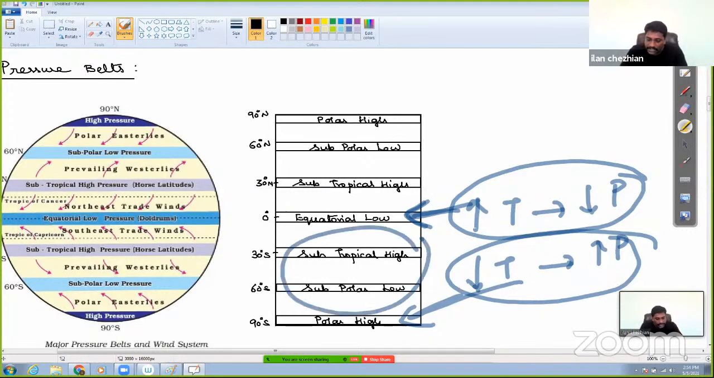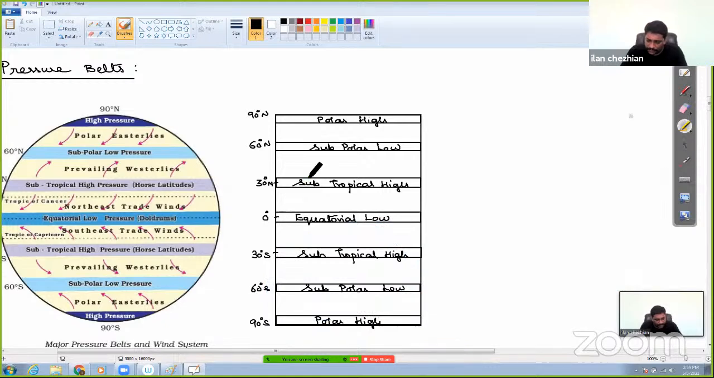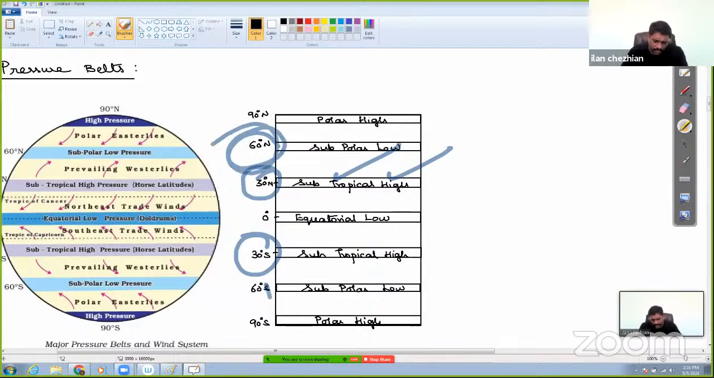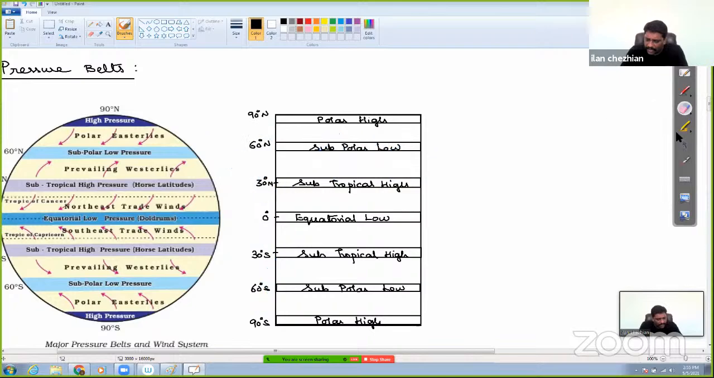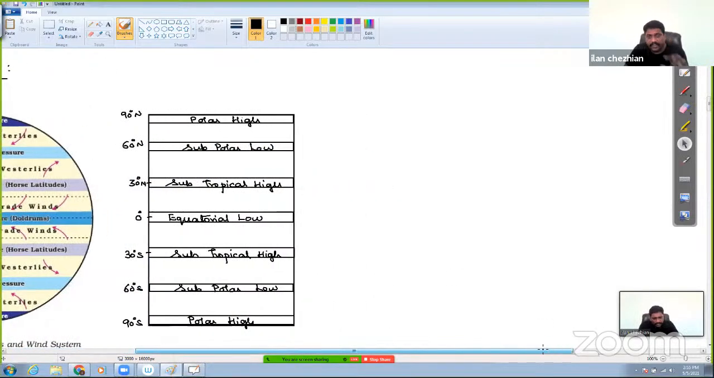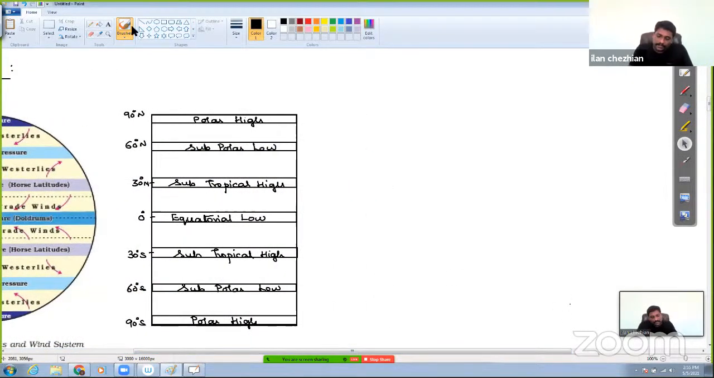But what about the rest two, my friend? For example, at 30-degree north and south, temperature is also high, pressure is also high. At 60-degree north and south, temperature is also less, pressure is also less. So that is how we have divided this pressure system further into two categories. What are they? We call them thermal direct.